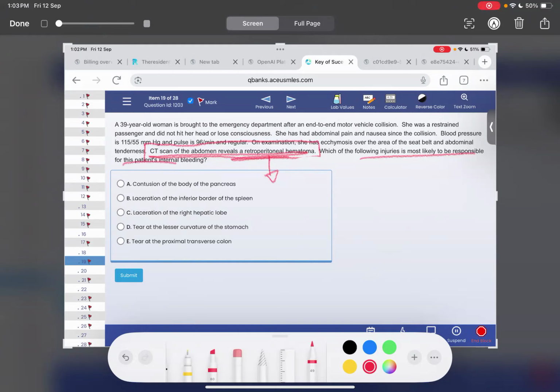So which of the following is a retroperitoneal organ? Number one, the esophagus. Remember that it is covered only anteriorly. But we can have a mnemonic for this, like SAD PUCKER.